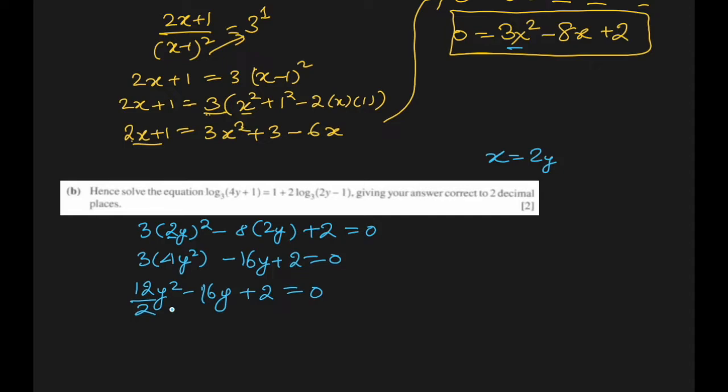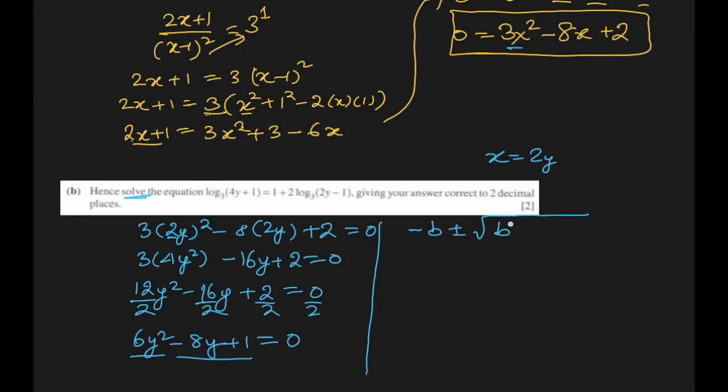All are even, so let's divide the whole equation by 2 so that it becomes simpler for us. So it becomes 6y squared minus 8y plus 1 equals 0. And this is our new quadratic equation which we have to solve, giving an answer in 2 decimal places. That means we'll have to use the quadratic formula because factoring is not possible. Our quadratic formula is minus b plus or minus square root of b squared minus 4ac, over 2a. That will be y in this case.